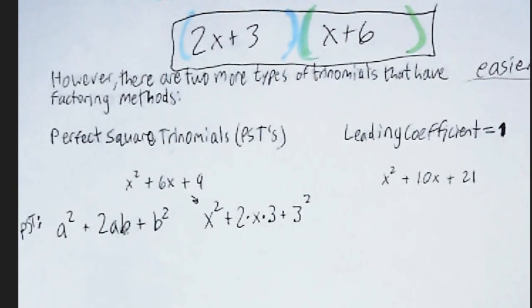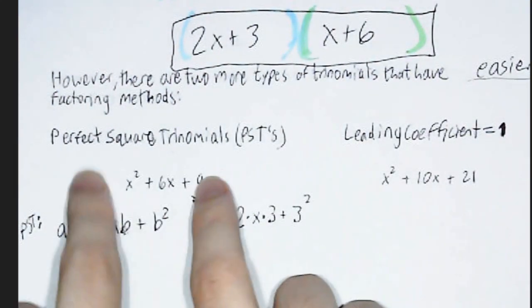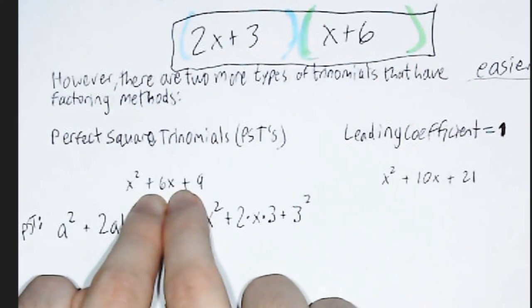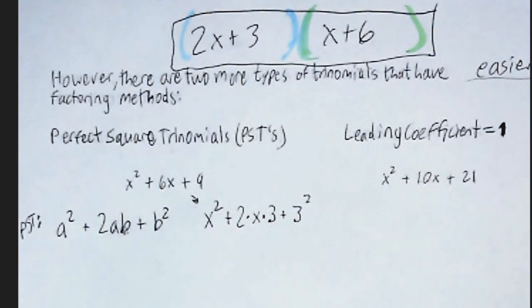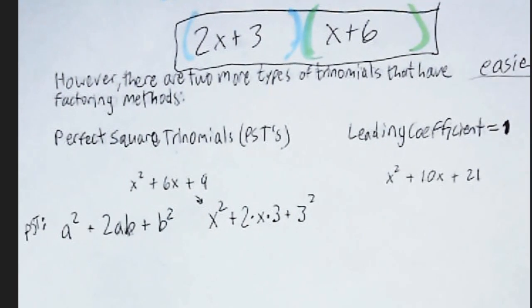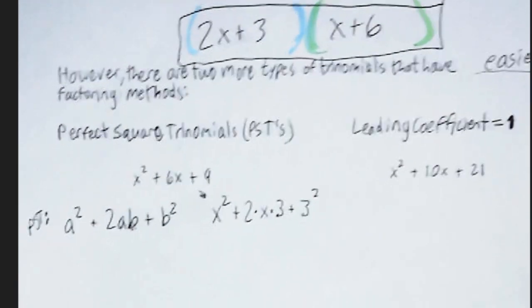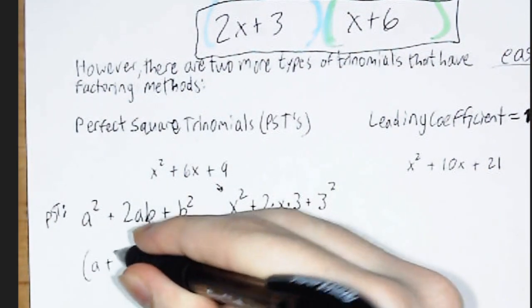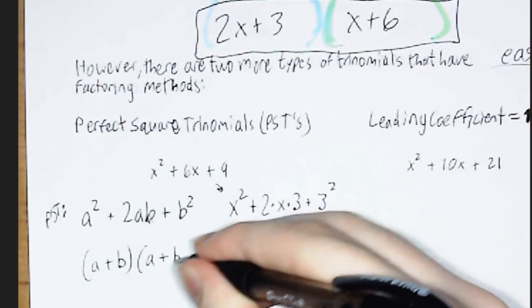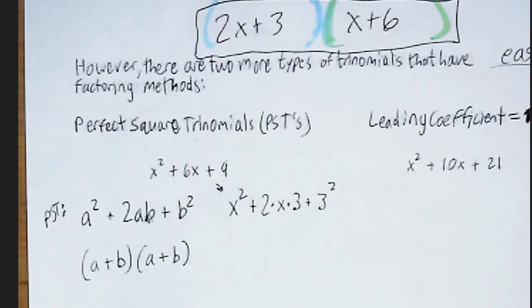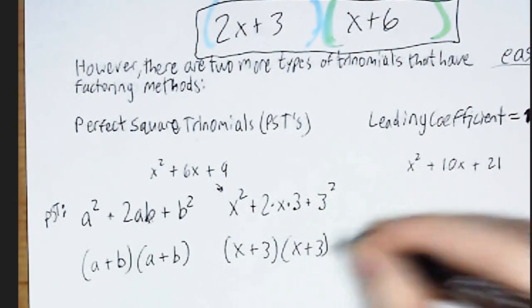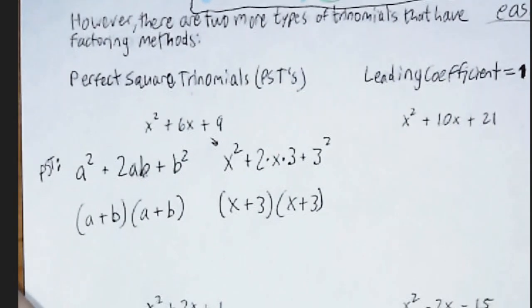So because we have two perfect squares on the outside, and the middle term is double both of their square roots multiplied, so it's double the product of their square roots, we have a perfect square trinomial. And perfect square trinomials can always be factored as a plus b and a plus b. So in this case, this is x plus 3 times x plus 3. And that is it. That is the whole process.